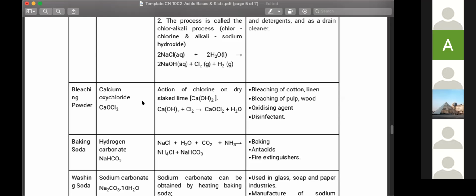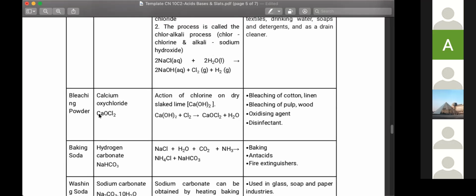How bleaching powder is produced is you need calcium, you need oxygen, and you need chlorine. So you take slaked lime, so calcium hydroxide or lime water basically, dry slaked lime. You don't take it in a solution, it needs to be dry, like in powder form or really dry form.